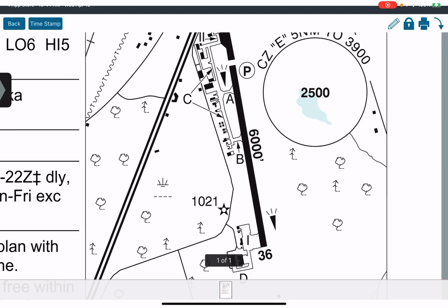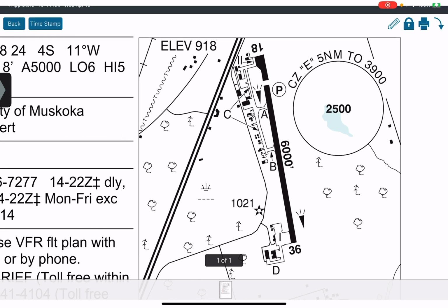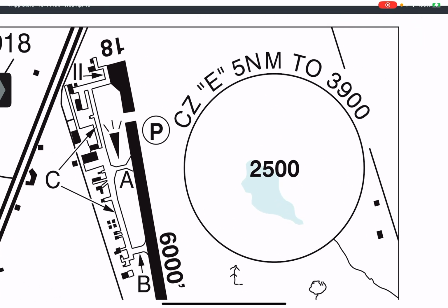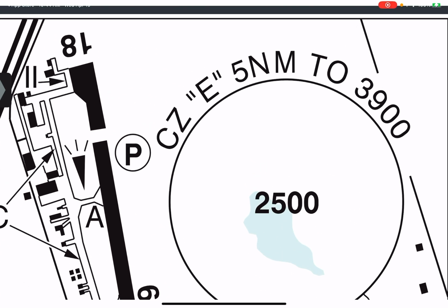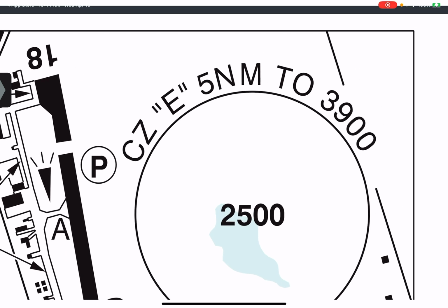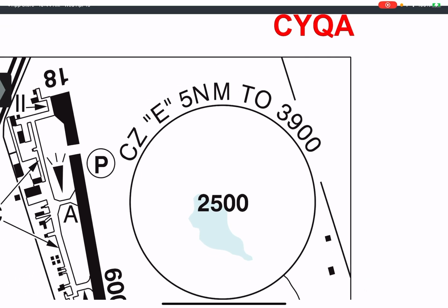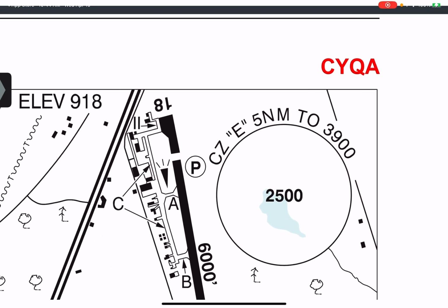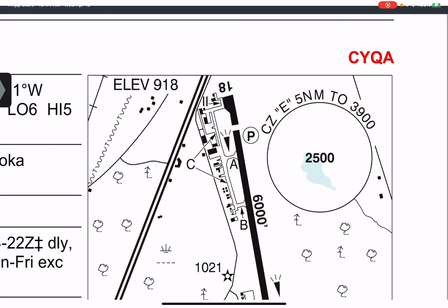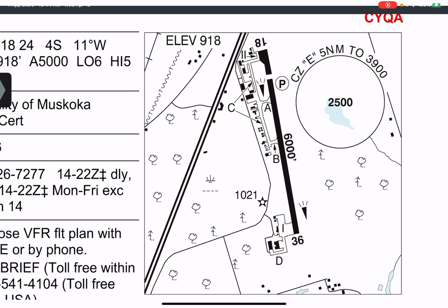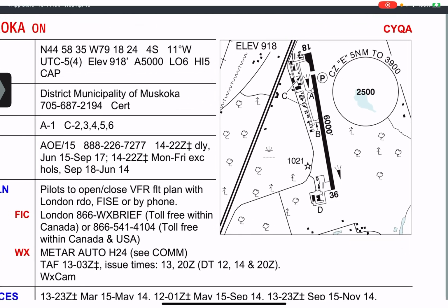And we can see the diagram, which shows us the elevation, the runways, the length of the runways. You can see the obstacles, the altitude. We can see the control zone E. We can see that it's 5 nautical miles radius and goes up to 3,900, which technically means that at 4,000, if you pass it at 4,000, you don't need to talk to anyone, even though it could be a little bit nice just to let them know that you are coming.